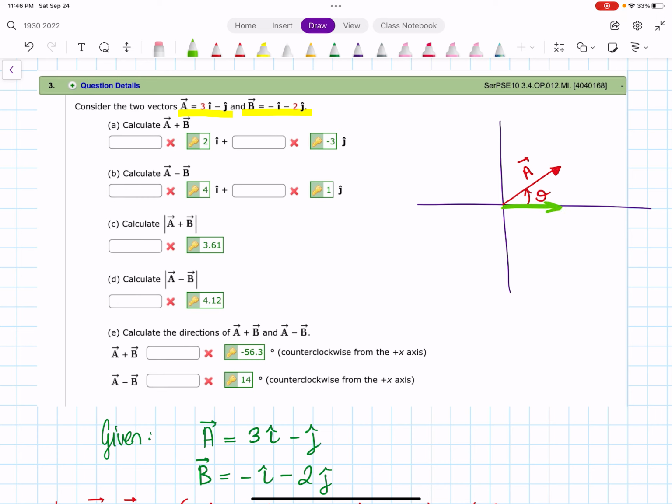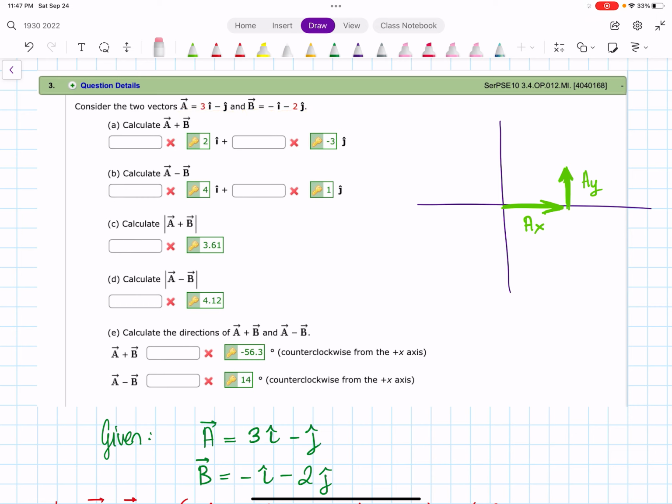The component means the projection of the vector along the horizontal line, a sub x, and the projection of the same vector along the vertical line, a sub y. Why do we do this? Because the vector itself is two-dimensional. If the vector is two-dimensional, it has some displacement along the x, and it has some displacement along the y. You get the idea?